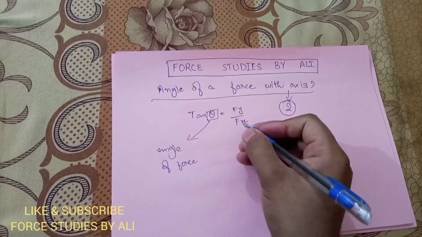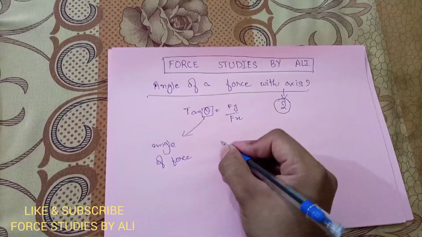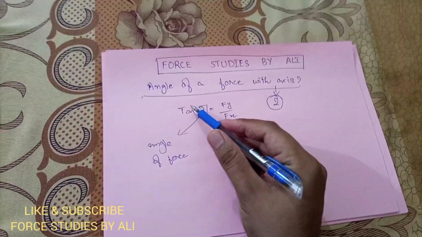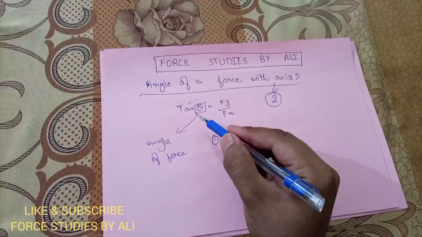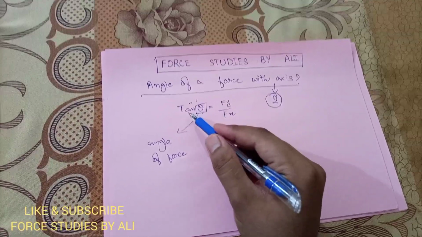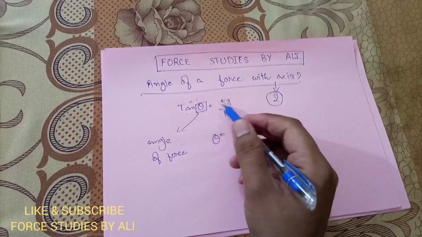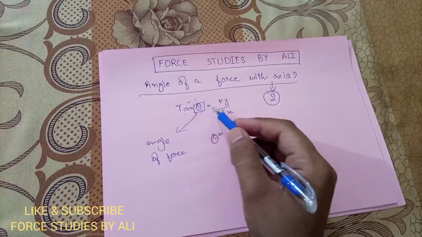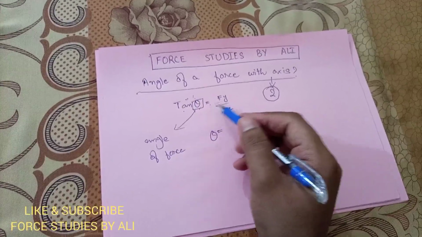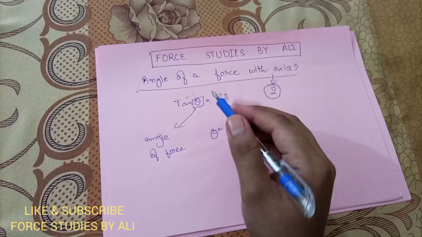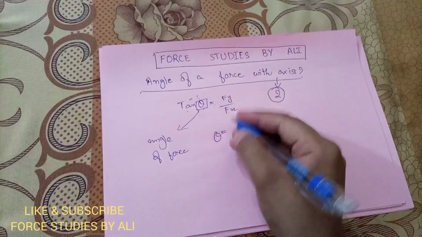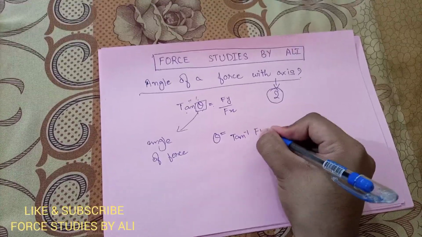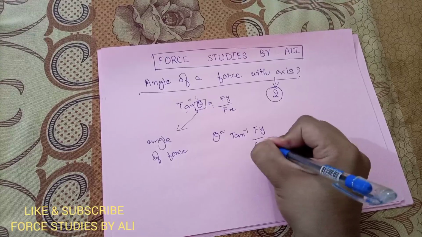Now how can we calculate the angle? As we know, tan is written with the positive power. When we have to find the value of theta, we need to shift tan to the other side of the equal sign. When it goes to the other side of the equal sign, it comes with the negative power. Here we will write theta equals tan inverse of Fy over Fx.